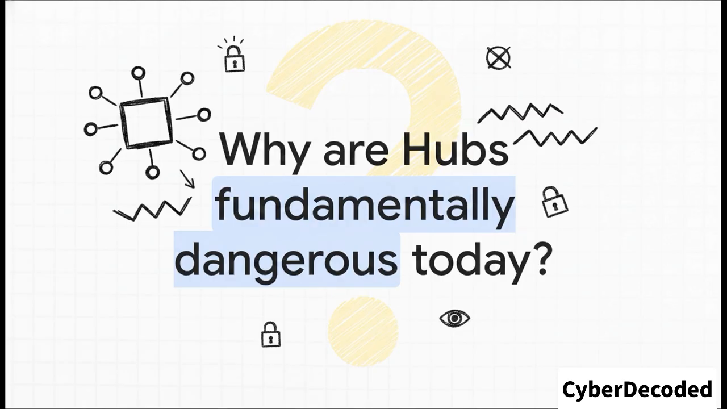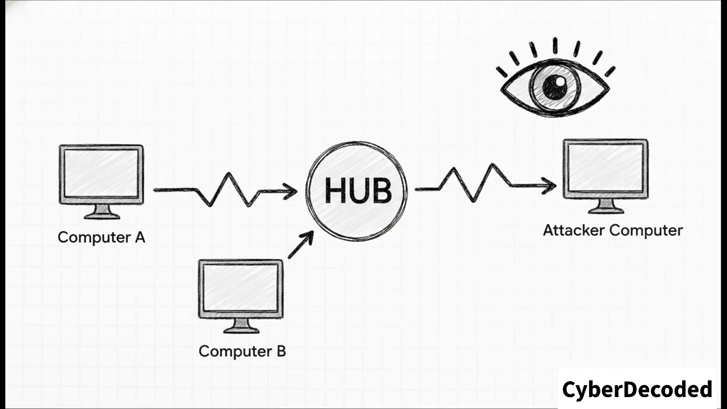Just think about how they handle data. If a device broadcasts every single piece of information to every single port, what on earth does that mean for network privacy? Well, from a security standpoint, hubs are basically a nightmare. They're insecure by architectural design. An attacker doesn't have to break some heavy encryption to steal data on a hub network.